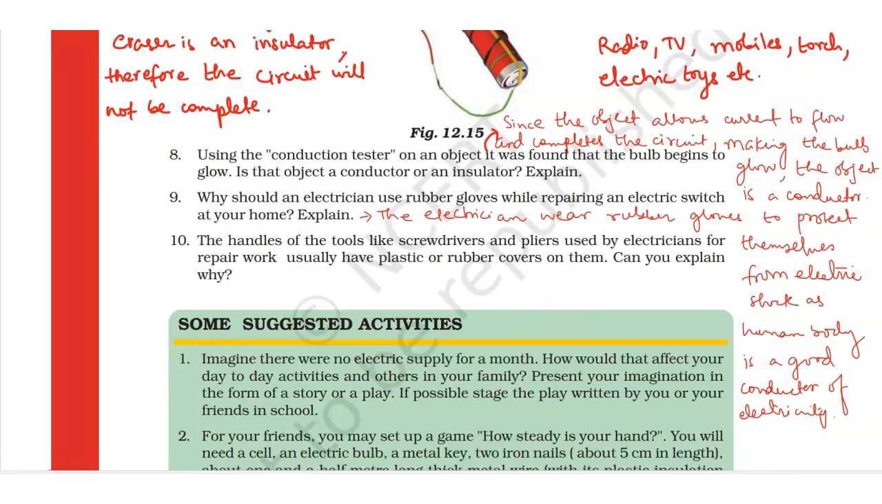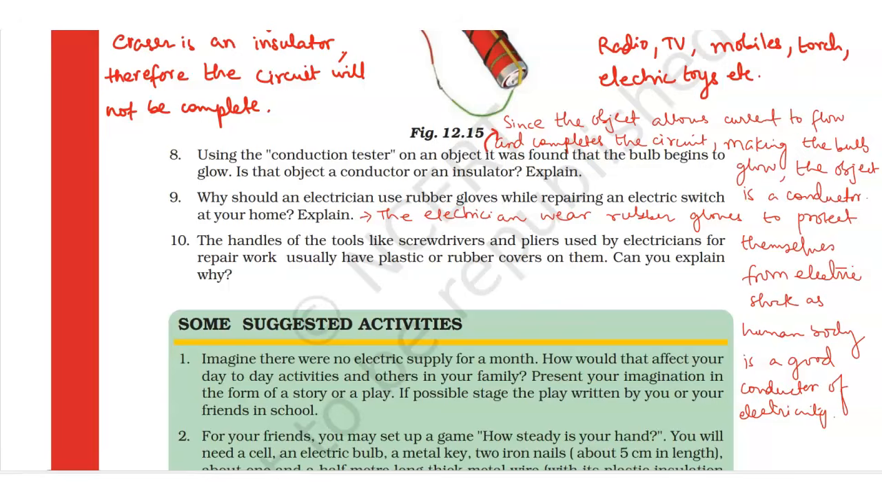You can also write a bit more explanation showing that they'll be dealing with the copper wires. Those copper wires are carrying a huge amount of current, and the human body is also a good conductor of electricity. So to prevent getting a fatal electric shock, the electrician wears rubber gloves, as rubber is an insulator. Okay, you can write a bit of explanation.